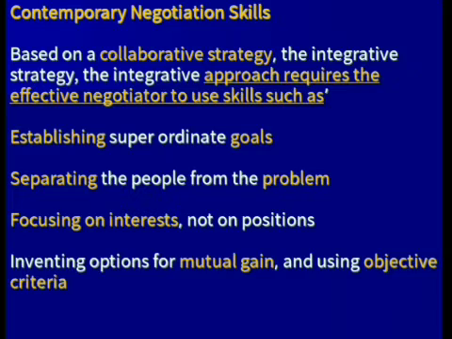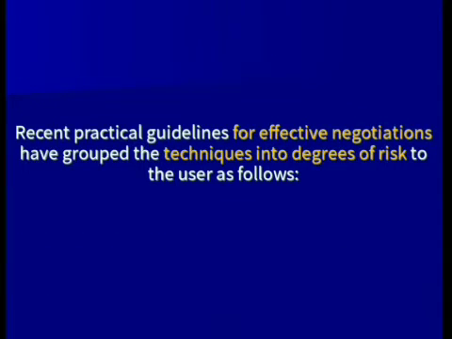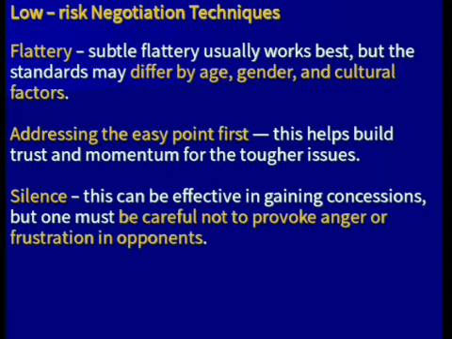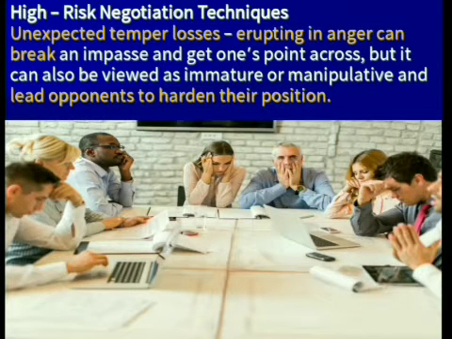In order to achieve results, negotiation requires some kind of skills, establishing subordinate goals and achieving the goal. So, for effective negotiations, some techniques are used, and we can see on the screen the following. The first one is low-risk negotiation techniques, where you use flattery, address gently, or keep silence in order to achieve your aim. This is called low risk. So, you try to avoid conflict using flattery or words or being silent.